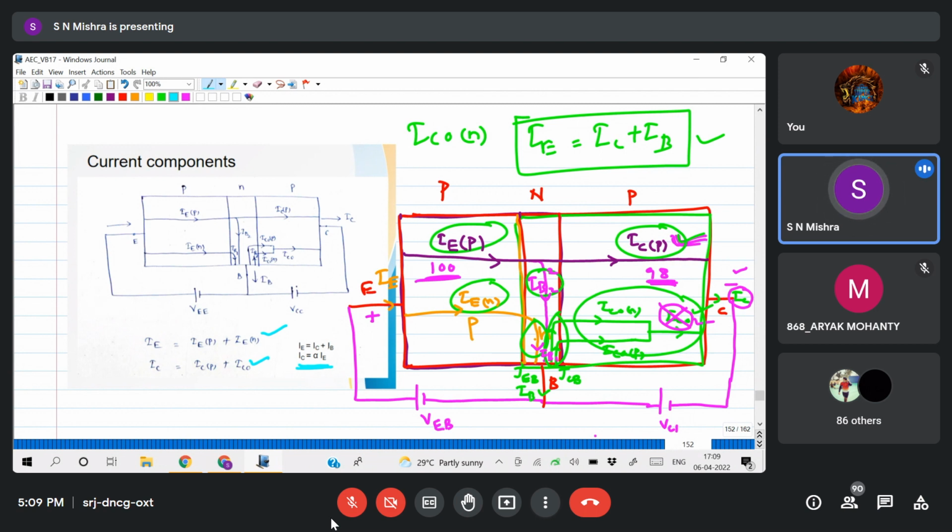Because a lot of questions will come here, numerical questions. Suppose IE will be given, IC will be given, you have to find IB. Or IC, IB will be given, you have to find IE. If IE and alpha will be given, you have to find IC. Leakage current will be given, IC will be given, you can find the component which is sent by the emitter. So using this equation, a lot of questions can be framed.